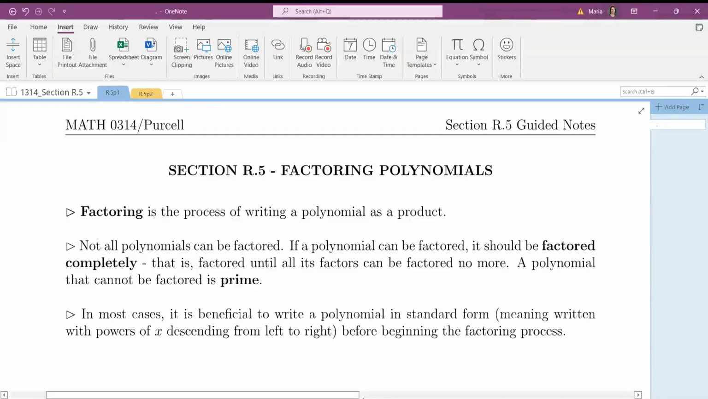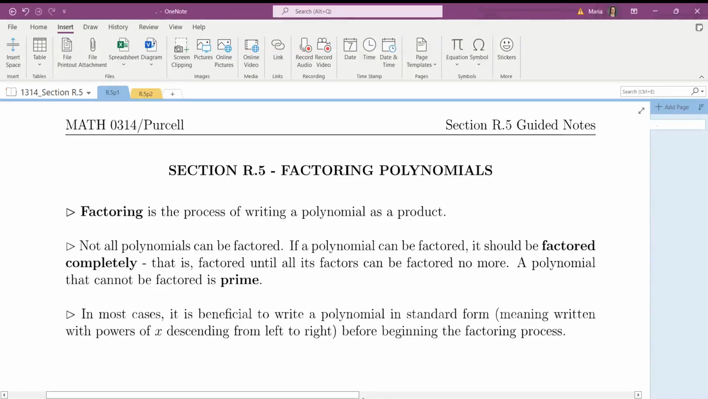Okay, but you can honestly get away with trial and error as far as factoring is concerned in Math 1314. But if you want a refresher on the techniques you can use to factor a polynomial, then you should watch these videos.